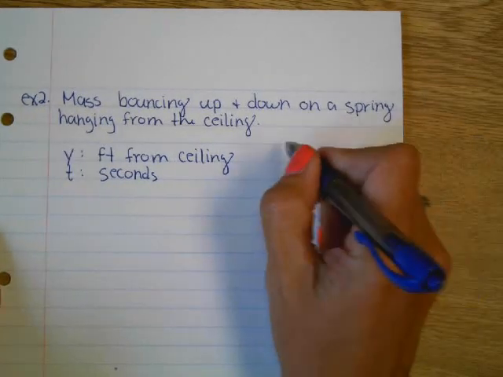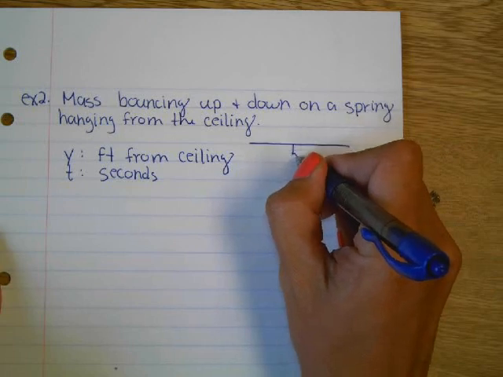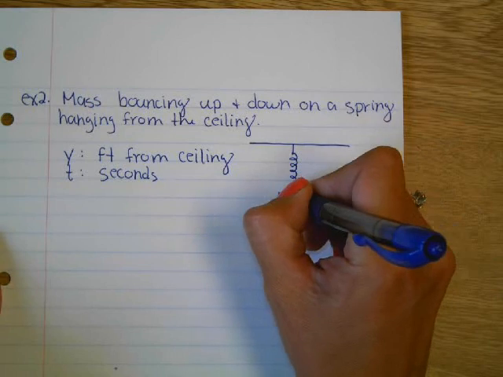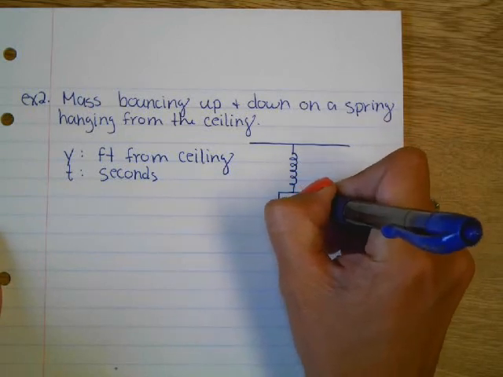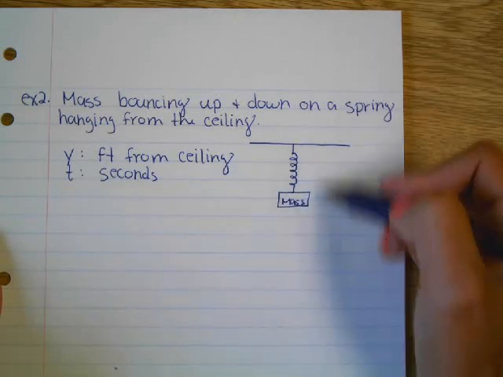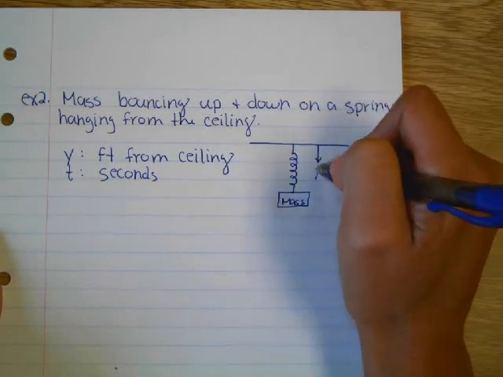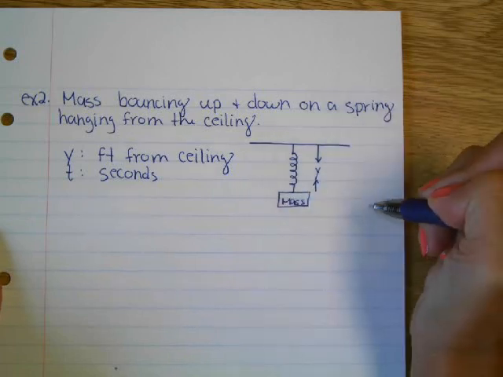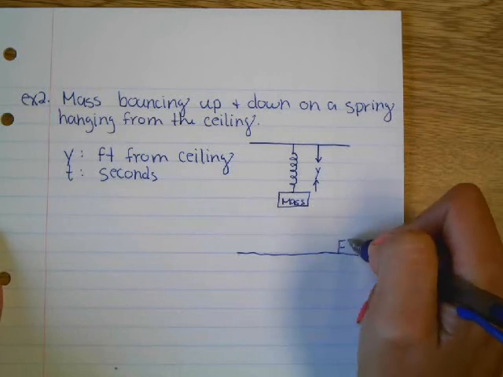So here's a picture of what you've got. You've got your ceiling, and then you've got your spring, and then you've got your mass attached to the spring. Pull down on the mass, let it go, and you can tell it's going to bounce up and down. And y is going to be the distance measured here between the mass as it goes up and down. Distance from the ceiling, and our floor is going to be down here.